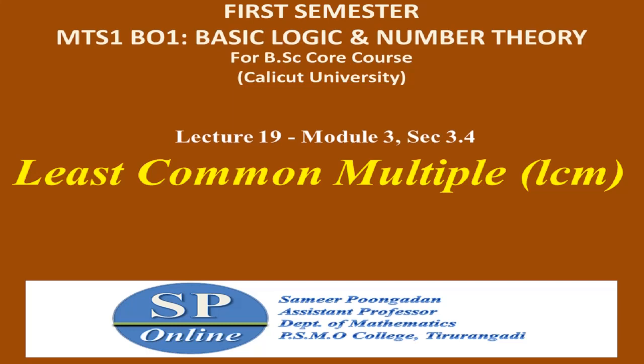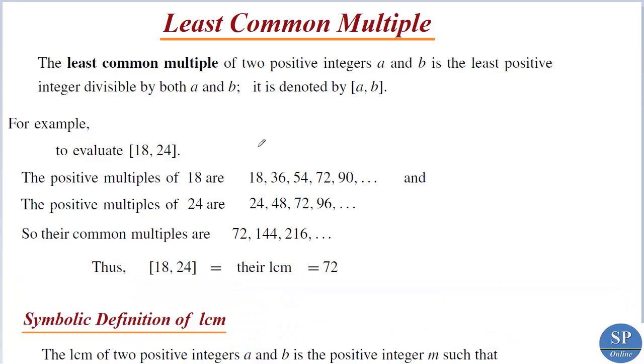Today we are going to discuss the topic least common multiple. The least common multiple of two positive integers a and b is the least positive integer divisible by both a and b. Least common multiple is denoted by this symbol, that is LCM of a and b. So LCM of two numbers a and b, as its name indicates, is the least common multiple.